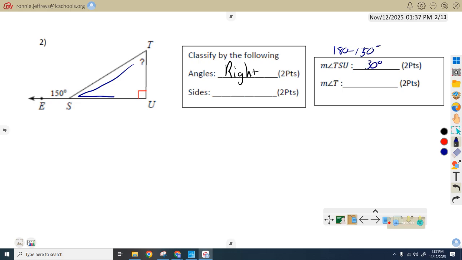Now, angle T, two ways you could find this. You could say 180 minus 90 plus 30, or you could actually say 90 minus 30. The reason why you could say that, if this is 90, these other two angles had to add up to 90. And it's 60 degrees. Now, this is a special type of triangle that we'll learn about more later. But since none of the angles are congruent, it's scalene, because none of the sides are congruent either.